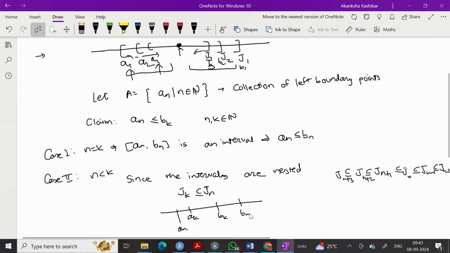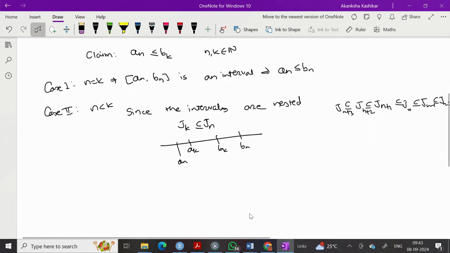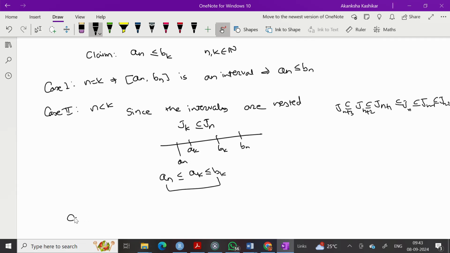So we will write An is smaller than or equal to Ak, which is smaller than or equal to Bk. Okay? And we wanted to prove An is smaller than or equal to Bk. So that job is done. And case 3 is n is greater than k.